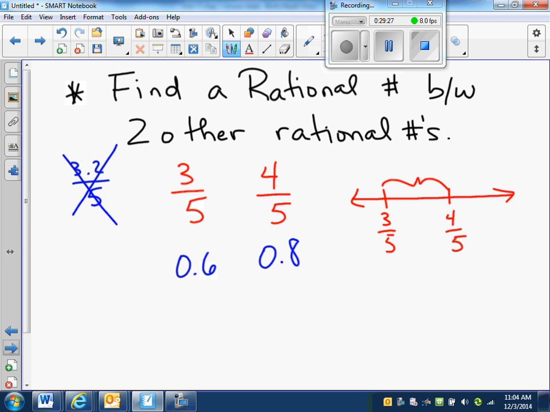So what's the number now, Zach? Now it's pretty easy, I think, right? What's the number between 0.6 and 0.8? Pardon? Okay, so 0.7, right? Would fit right in there.